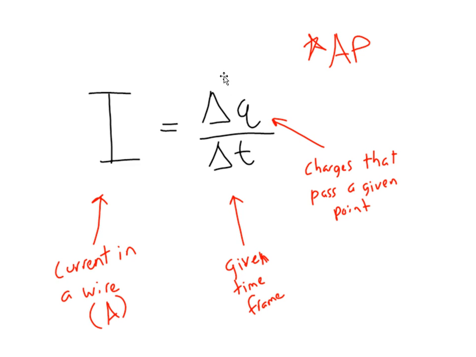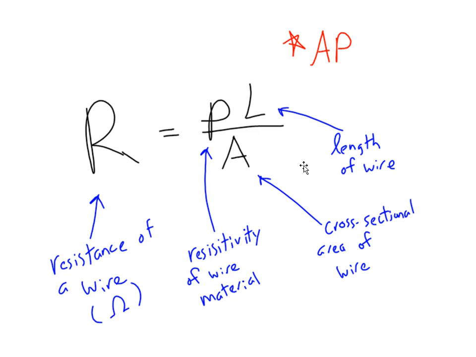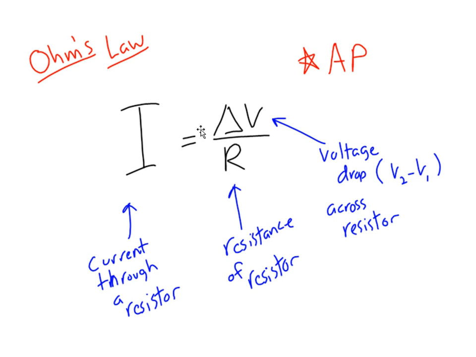Then we have the definition of current, namely that current is equal to the change in charge divided by the change in time, so the number of charges that pass a given point during a given time frame. The resistance of a wire is equal to the resistivity times the length of that wire divided by the cross-sectional area. Of course, Ohm's law: the current through a resistor is equal to the voltage drop, or the change in voltage across that resistor, divided by that resistor's resistance.